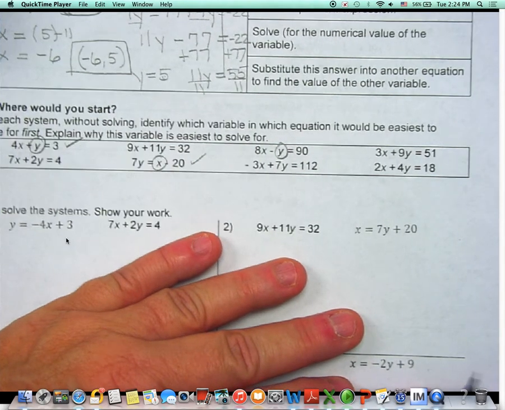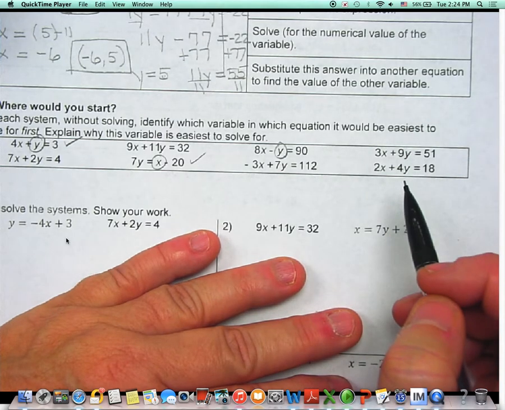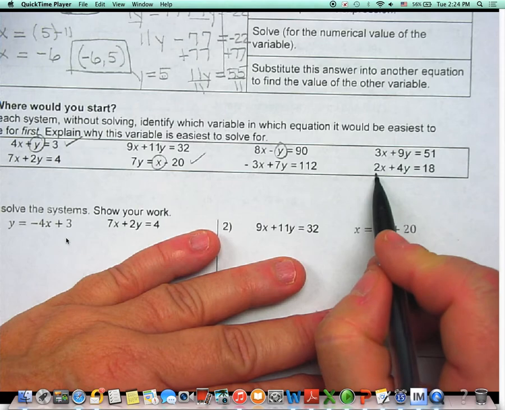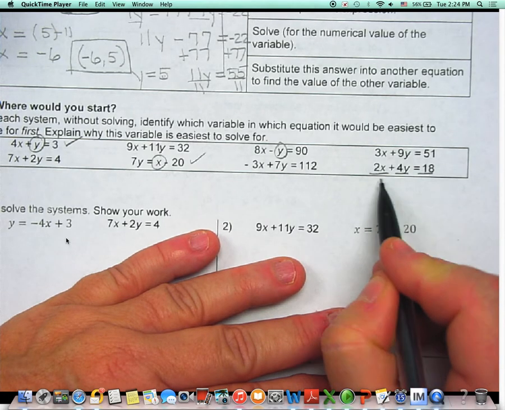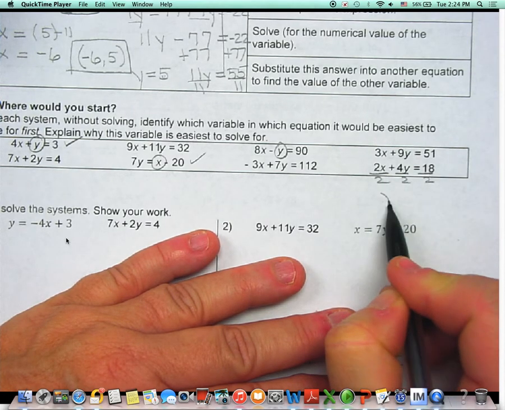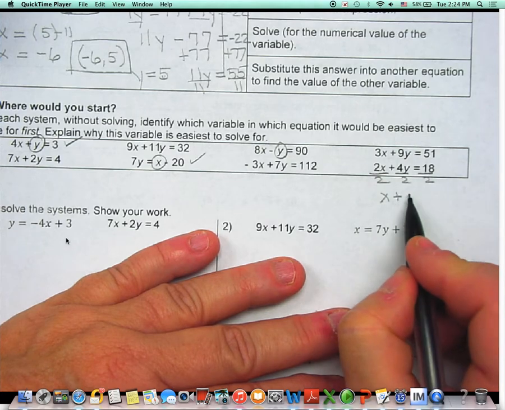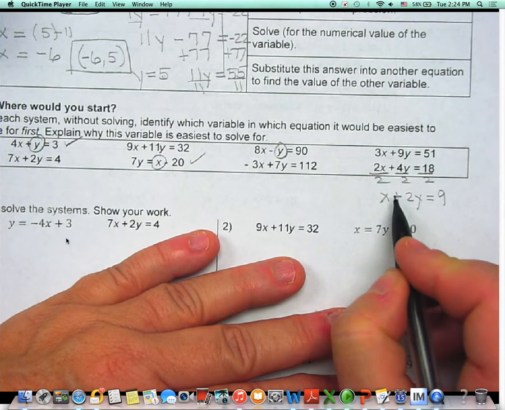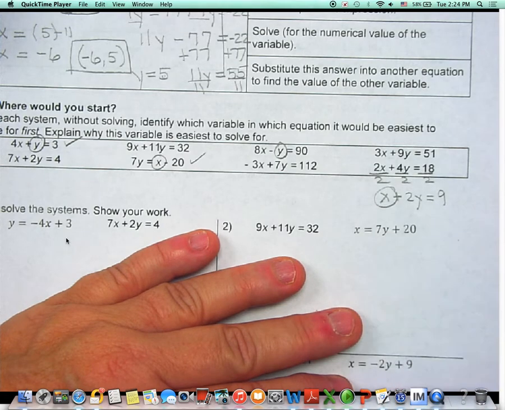Now, what about that one though? The second one. Why is the second one easier? Smaller numbers. What could you divide everything by? 2. And you'd get x plus 2y equals 9. Okay, then you could solve for the x real easily.